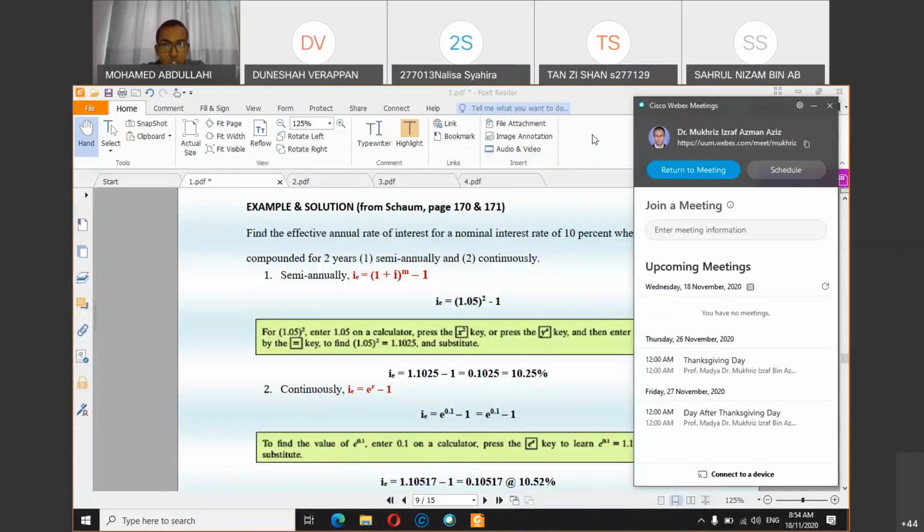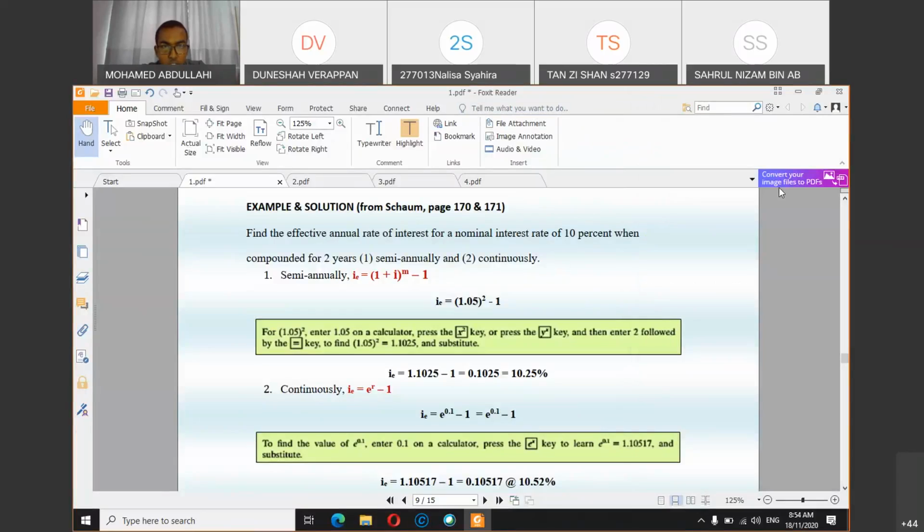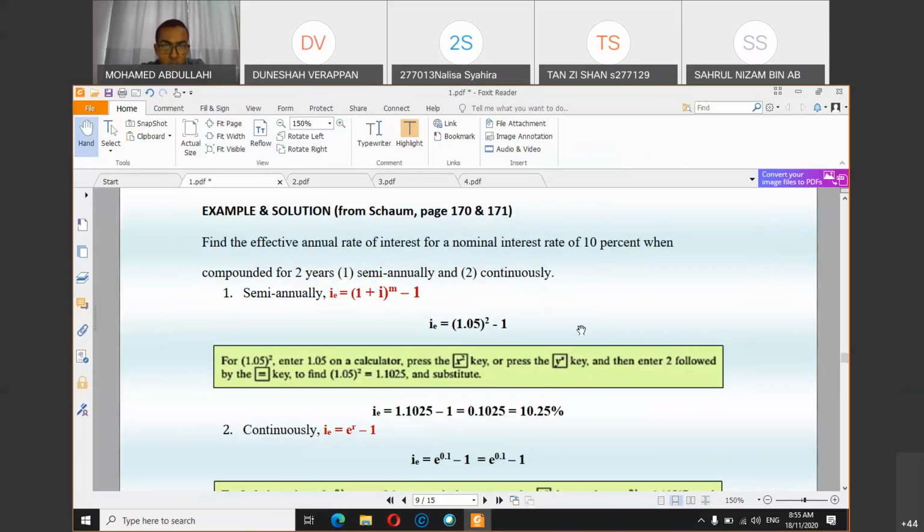First, the question is asking to find the effective annual rate of interest, and we want to find the compound for 2 years, semi-annual and continuously. First, IR is equal to 1.05, which we use for semi-annual, meaning it happens twice a year.